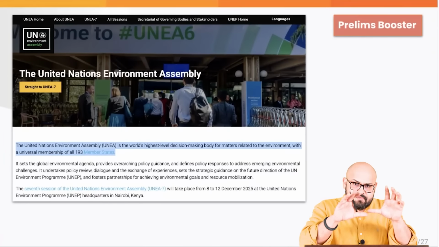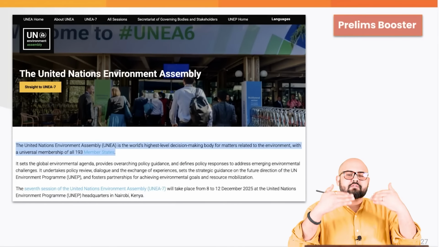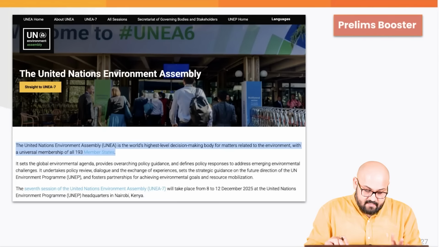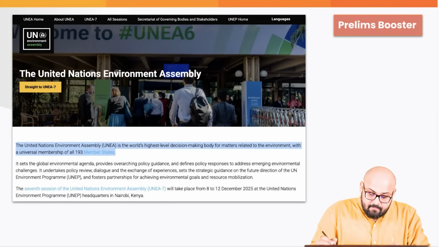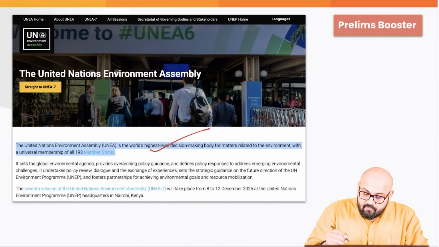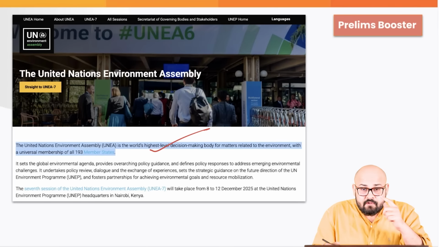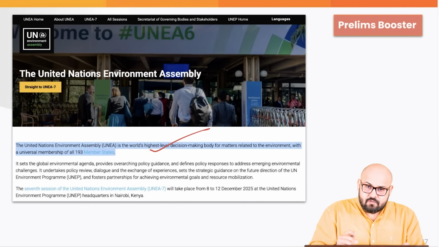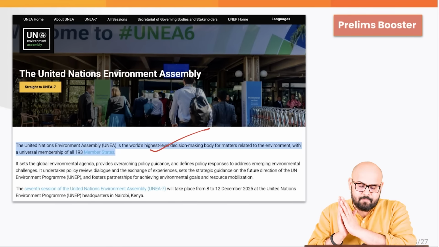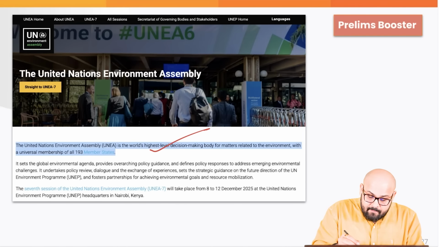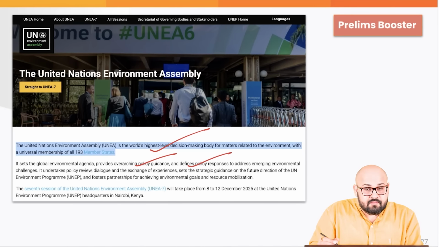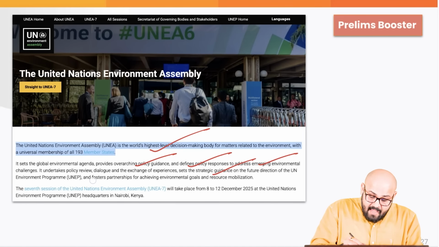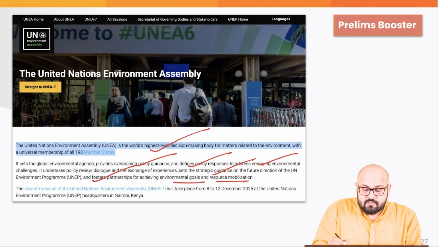Let's talk about, I have taken the snippets from the website itself. This also tells you the importance of the original content, right? The United Nations Environment Assembly is the world's highest decision-making body for matters related to the environment, with a universal membership of 193 member states. All the members of the UN are a party to this particular UNEA. It says the Global Environment Agenda provides the overarching policy guidance and defines the policy responses to address emerging environmental challenges. It undertakes policy reviews, dialogue, and the exchange of experiences, sets the strategic guidance for the future direction of the UNEP, and fosters partnership for achieving environment goals and resource mobilization.